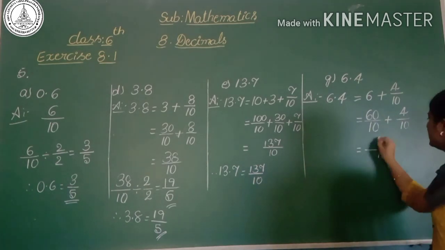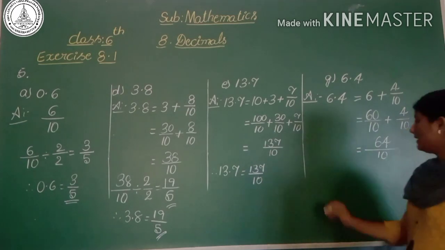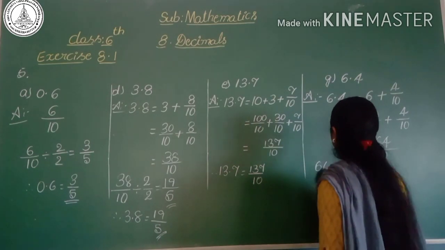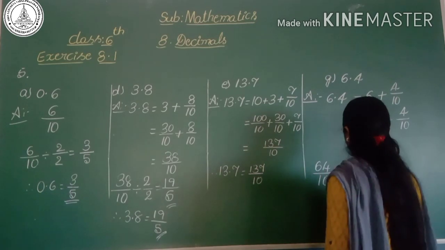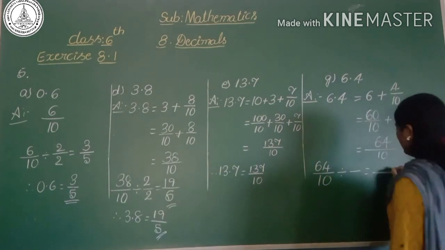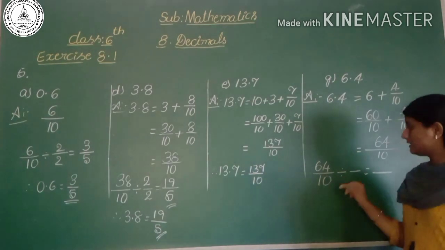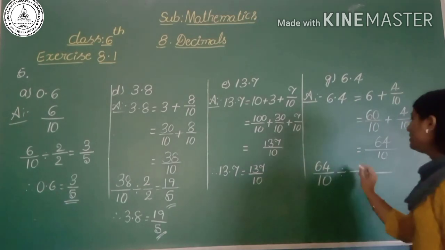60 plus 4 is 64. Now you can see here 64 and 10 are composite numbers. These two numbers can be reduced by dividing the numerator and denominator by the same number. See here, 64 and 10 are divisible by the same number, that is 2.